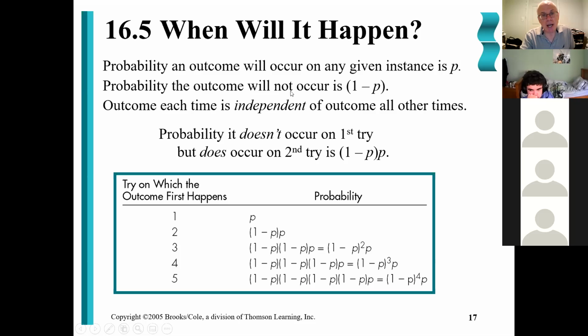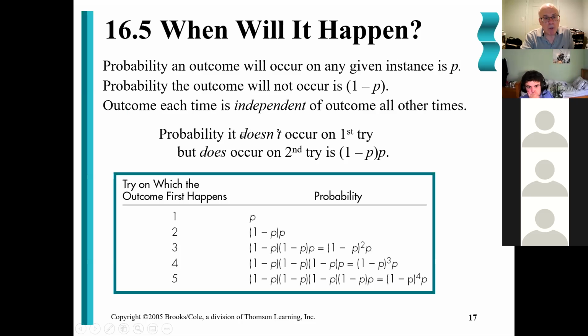Now, what's the probability of it not happening? It's got to be 1 minus P. For example, if P is 20%, then 1 minus P is 80%, because 1 minus 0.2 is 0.8. All right. Everybody clear on that? The probability of something happening plus the probability of it not happening has to be equal to 1, because that's certainty. Now, we assume that each time an outcome occurs, it's independent of all other outcomes. We're going to make that assumption, like flipping a coin or rolling a die or something like that.